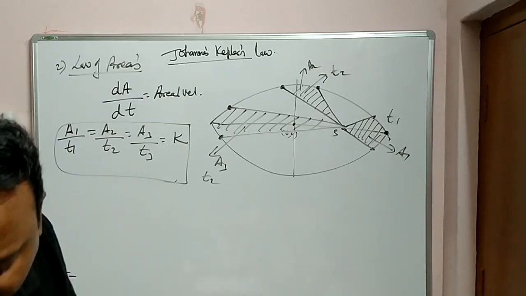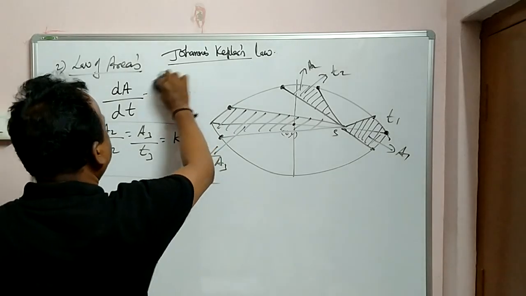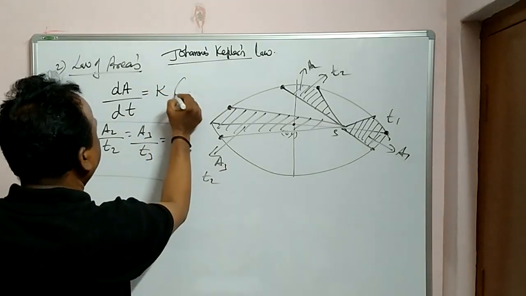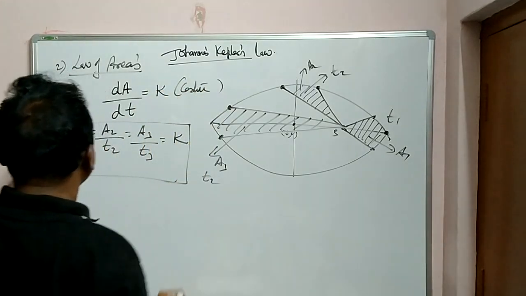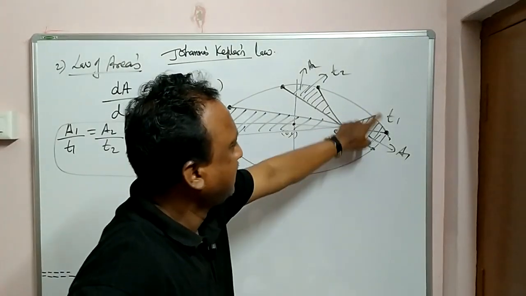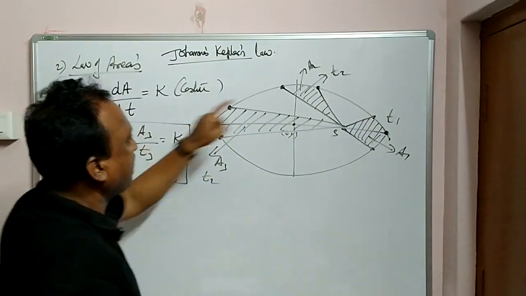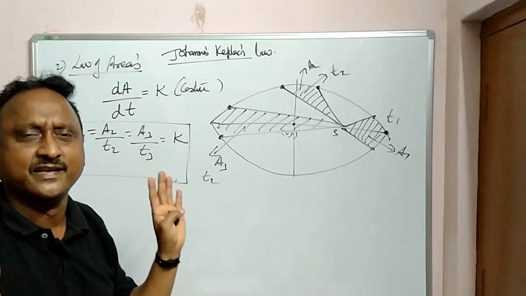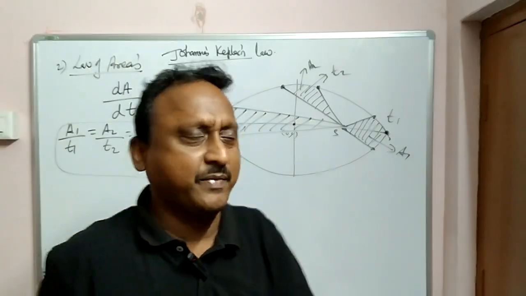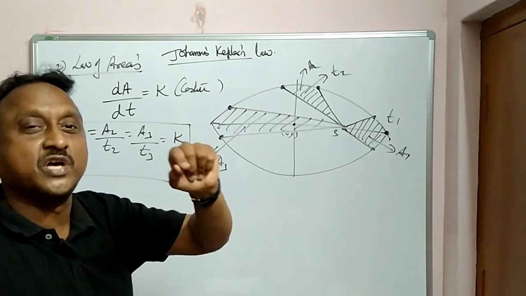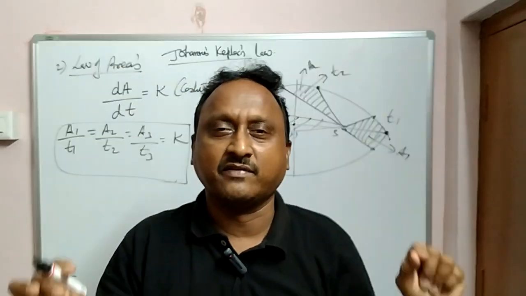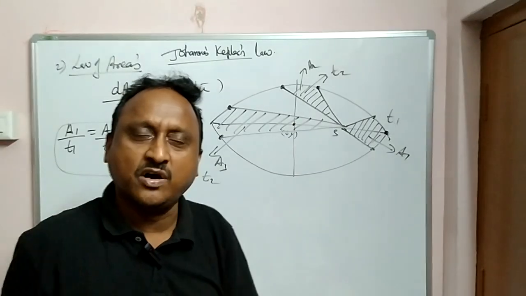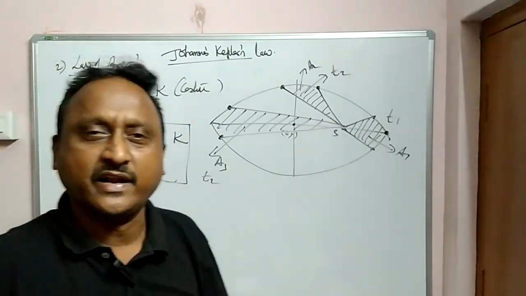In other words, dA by dt is constant. See here, aerial velocity dA by dt is equal to constant. That means a1 by t1 is equal to a2 by t2 is equal to a3 by t3 is equal to constant. This is what the line joining the sun and the planet sweeps out: equal areas in equal intervals of time.